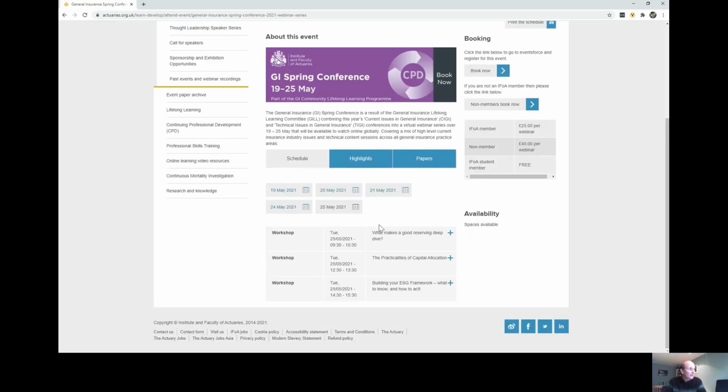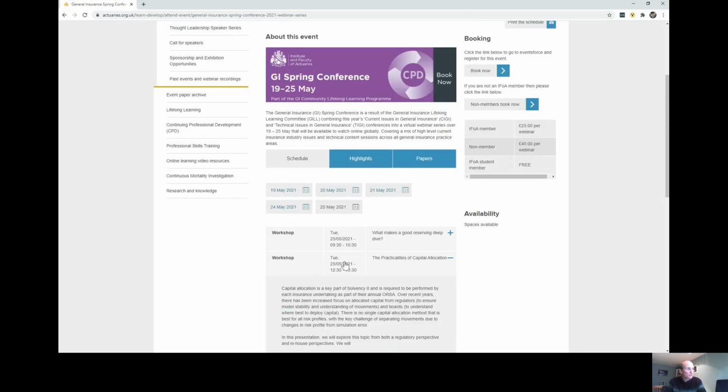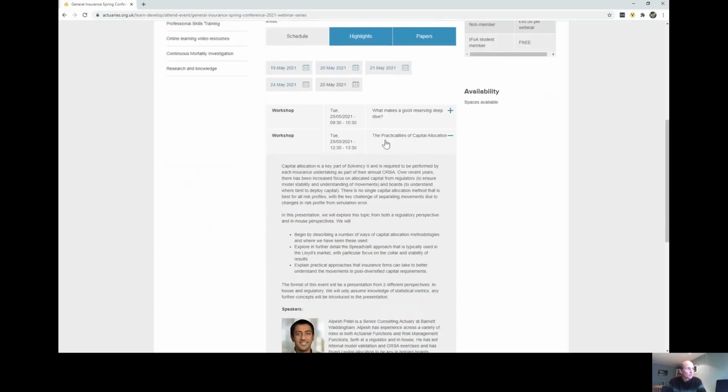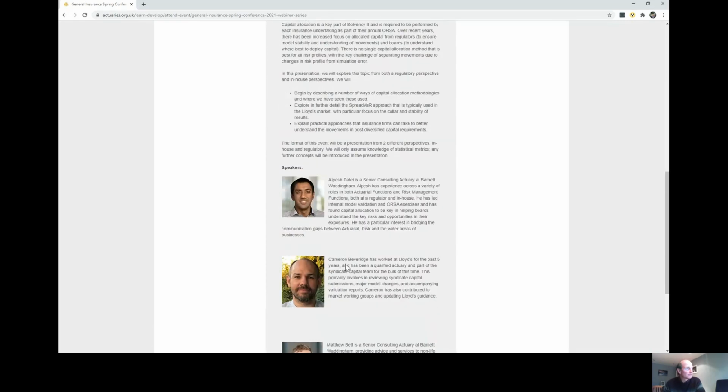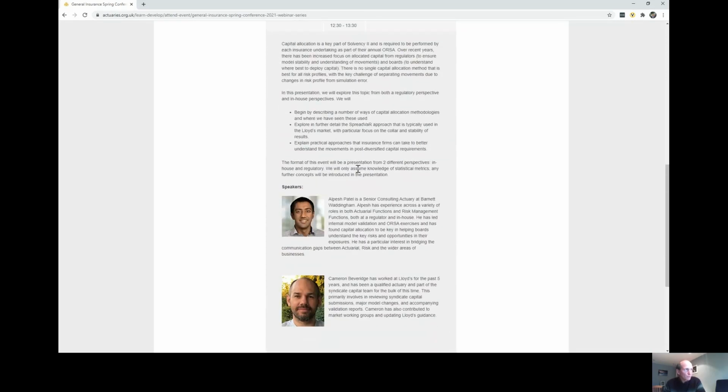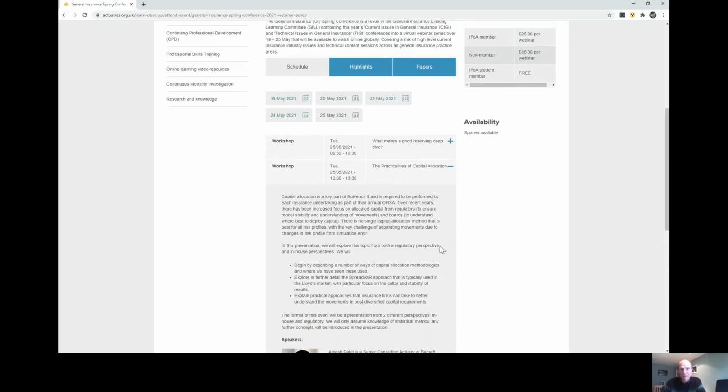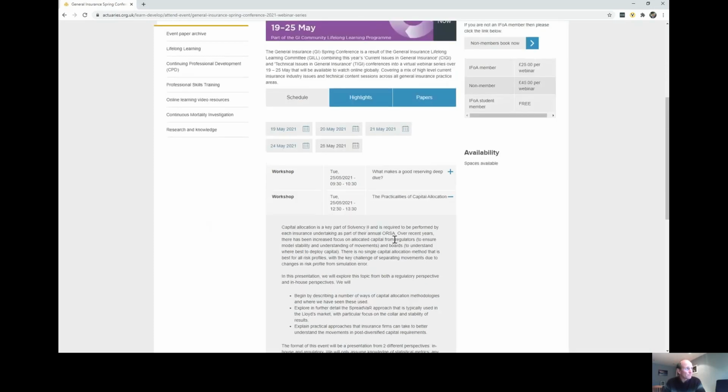And lastly, this talk here, which is on the Tuesday lunchtime, the practicalities of capital allocation. So again, it's something which you quite often have to do, and they're going to go into detail, help you understand what it is. They only assume knowledge of statistical metrics, so further concepts will be introduced in the presentation. So it's a really good introductory session to bring you up to speed on what happens in capital allocation, which is a really important skill to have as an actuary.